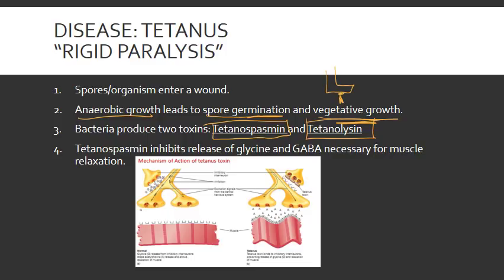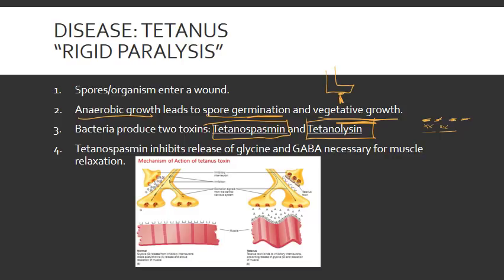Tetanospasmin is basically produced when the cell is lysed, and that's actually what's responsible for the disease associated with tetanus. So it's associated with the organism getting to this vegetative growth, and then some of these cells dying, as you get natural turnover or as nutrients become limited. So as the cell dies, you're going to get production of tetanospasmin.